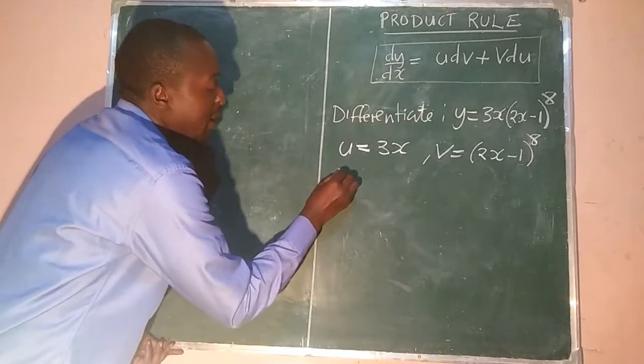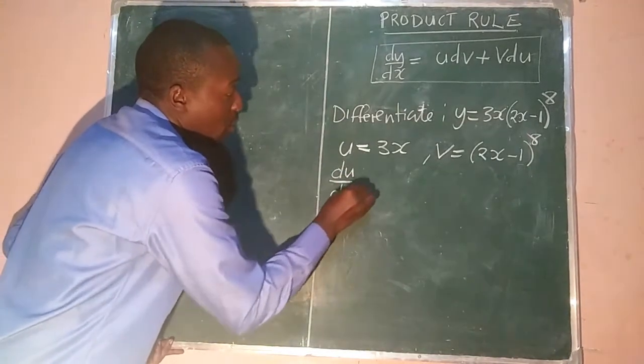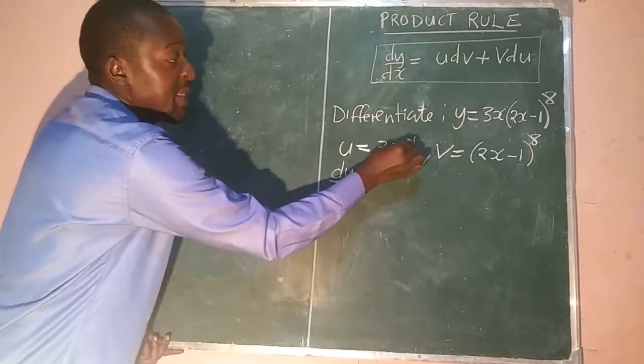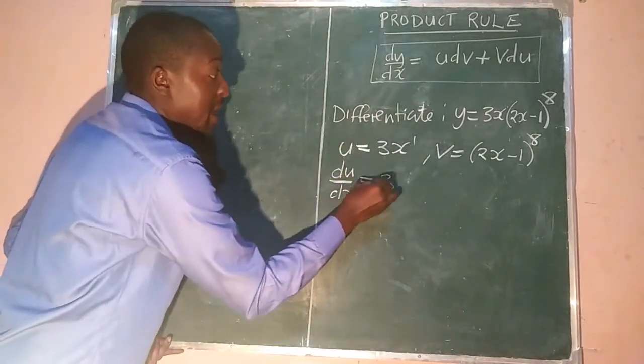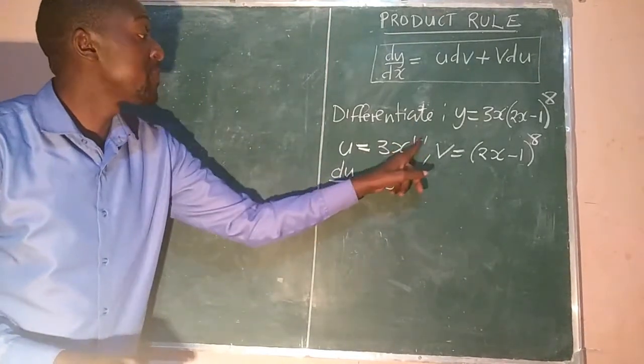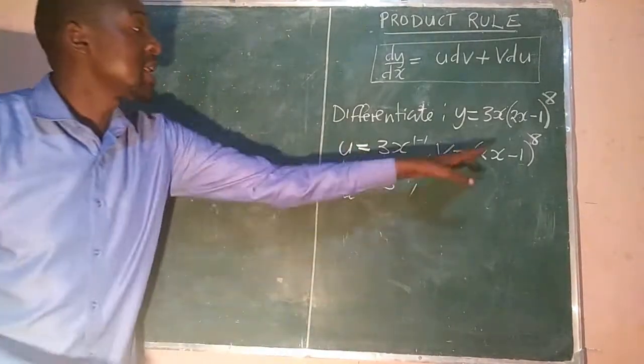So here we are going to have du/dx, which will give us, remember there's a power of 1, so 1 times 3, which will be 3. When you subtract a 1 from the power, you get a 0, and x to the power 0 is 1, so the x will disappear. And then we come to the other side.